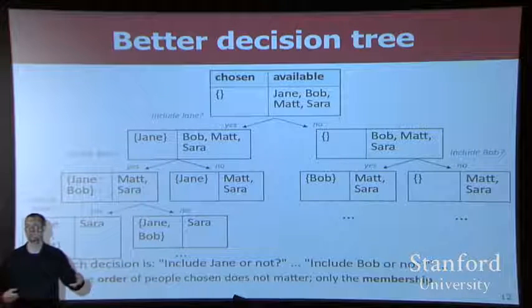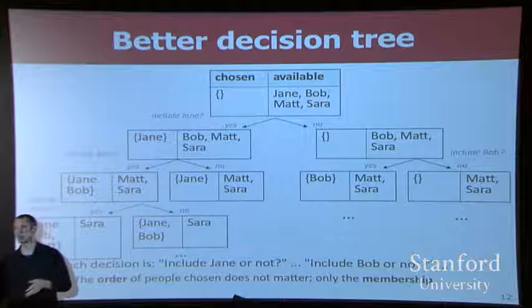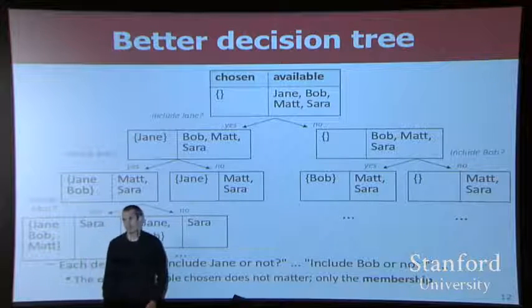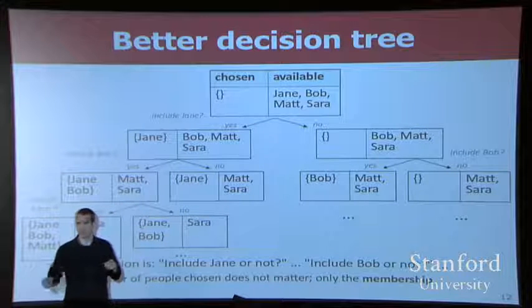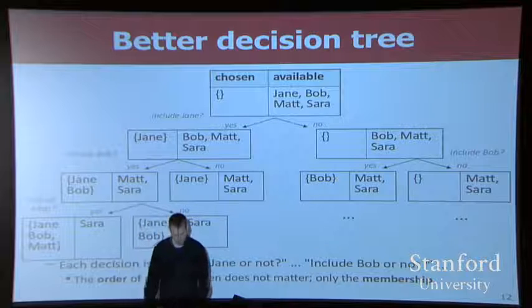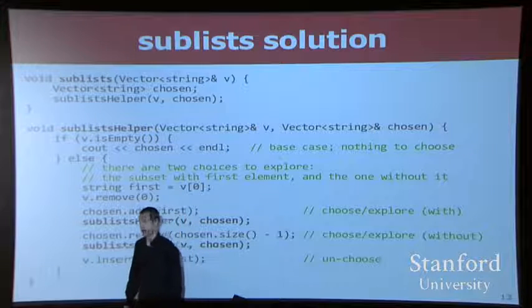The next decision is when I look at the second person. Do I keep him or do I throw him out? So the code you end up writing is not looping over each person and trying to put them first and trying to put them second. That's not what you end up writing. The code you end up writing is more like this.